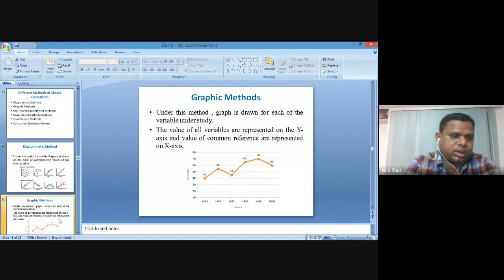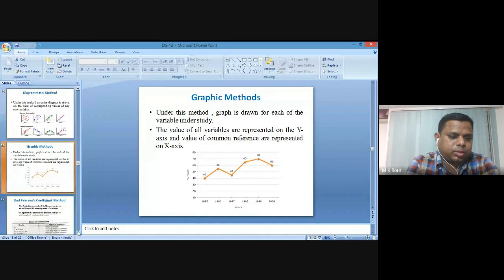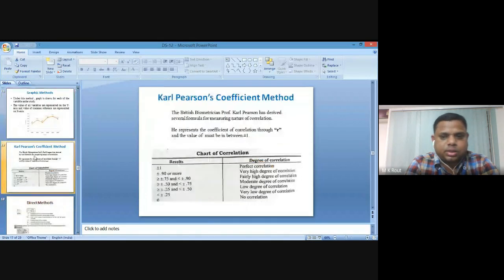Moving to the next one, that is the most important thing. Every year, most of the questions will appear from this method, which is known as Karl Pearson's coefficient method. Karl Pearson is a British biometrician. He derived several formulas for measuring the nature of correlations, and he represents the coefficient of correlation through R. I repeat, the coefficient of correlation is denoted as R, and its value lies between plus and minus 1.